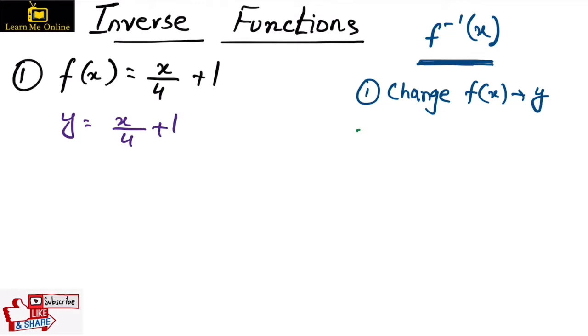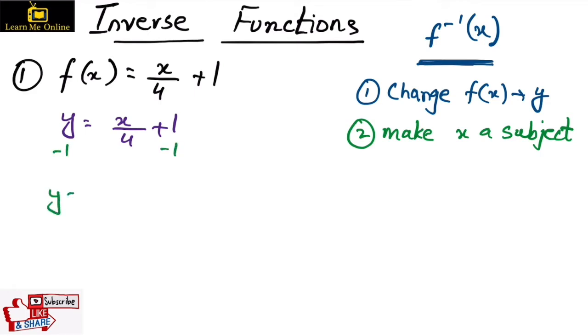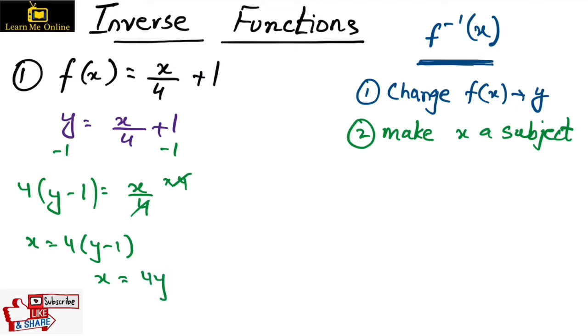The next step is to make x the subject. Whatever your x variable is, you make it the subject. So we rearrange this in such a way that x becomes the subject. The inverse of plus 1 is minus 1 on both sides, and you get y minus 1 equals x over 4. To make x the subject, we still have to get rid of the divide by 4. The inverse of divide by 4 is to multiply by 4 on both sides. Remember, when you multiply by 4, it needs to go with the whole bracket. This will simplify and you get x equals 4 times (y minus 1). Expanding out the bracket gives you x equals 4y minus 4.